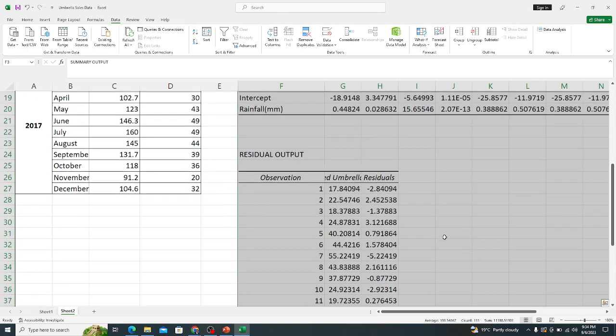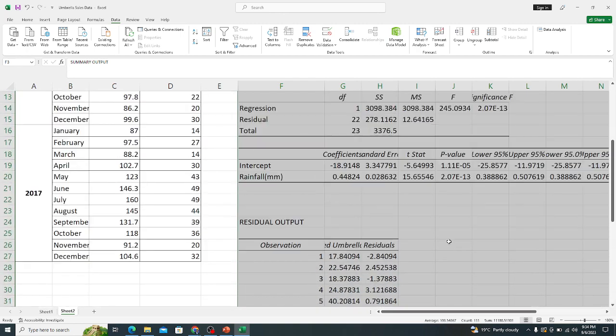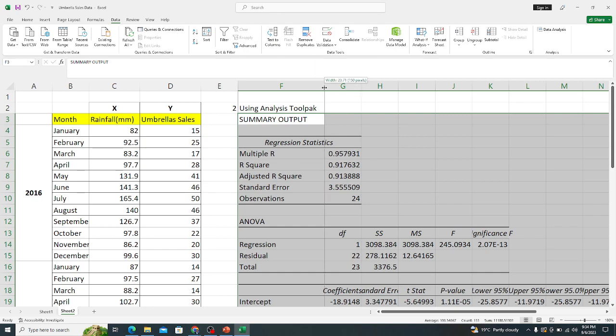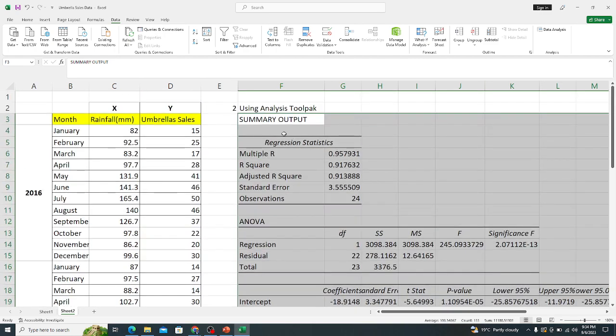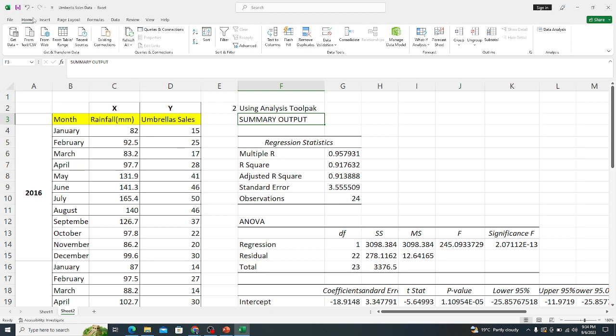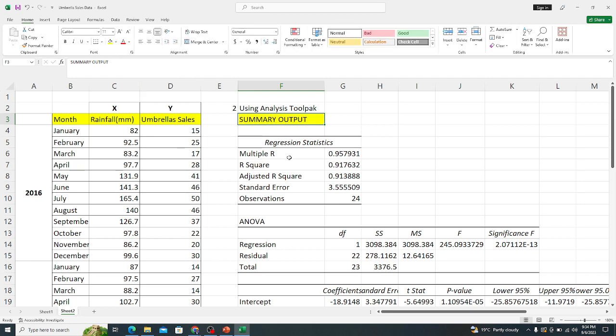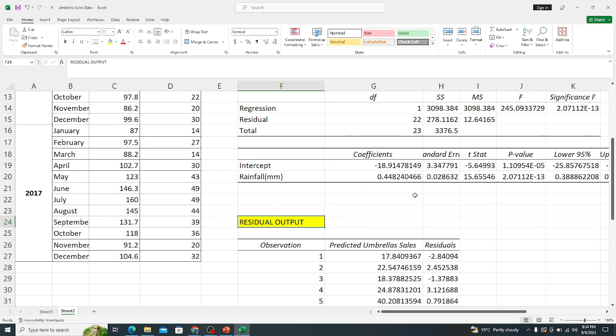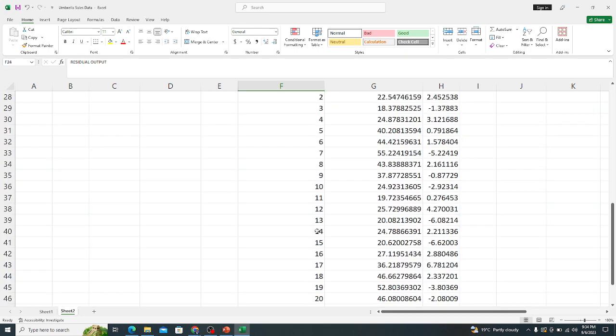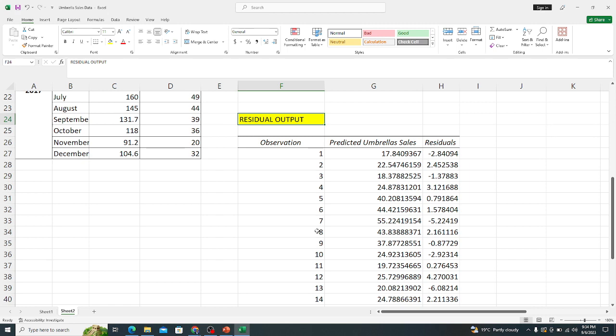Once you click OK, it will give you this kind of analysis. You will have the summary output. You will have the ANOVA, which is the analysis of variance part, and then you will also have the residual output.